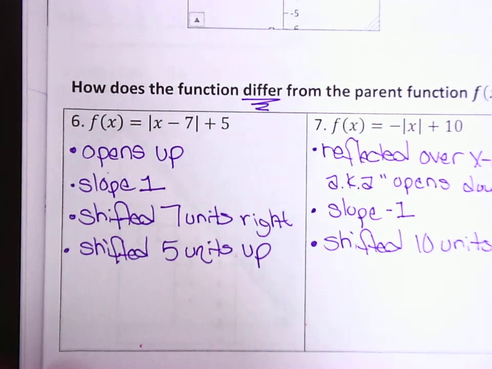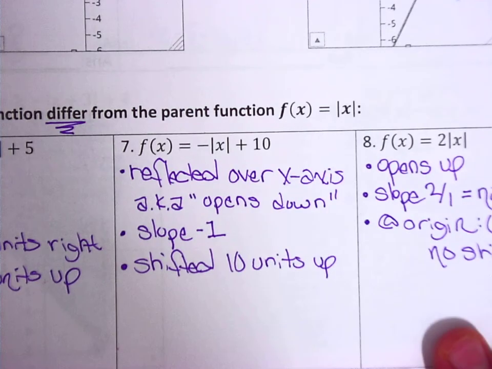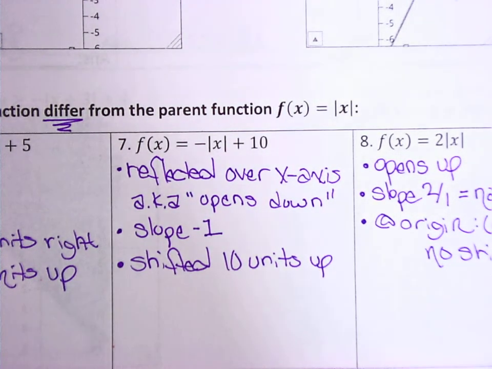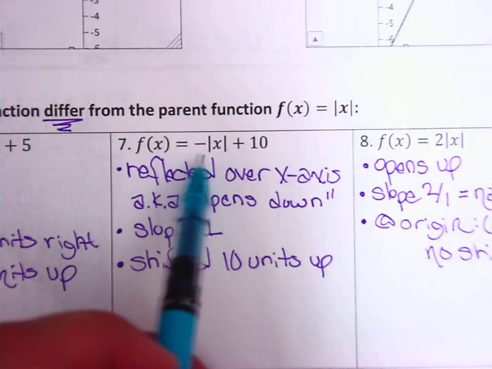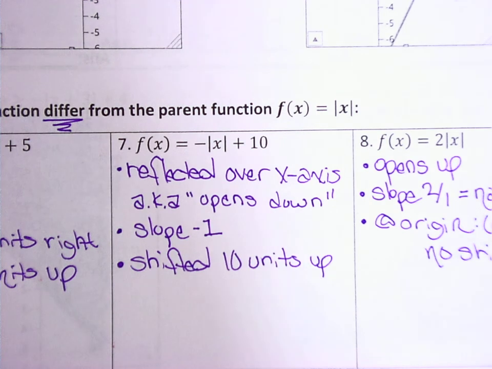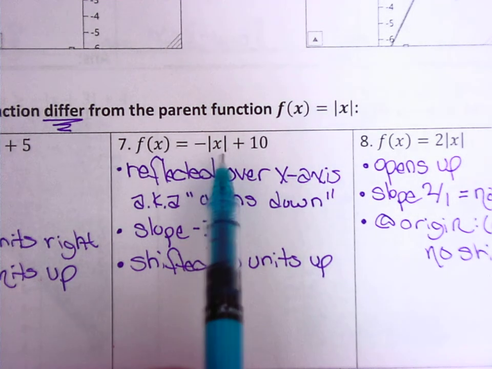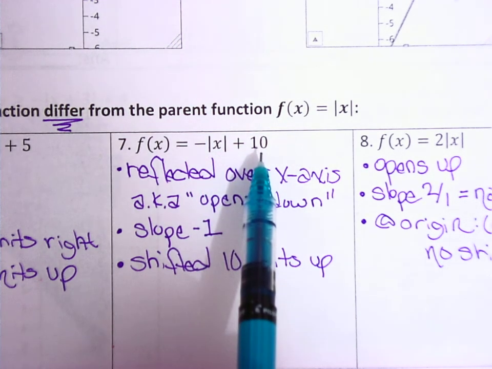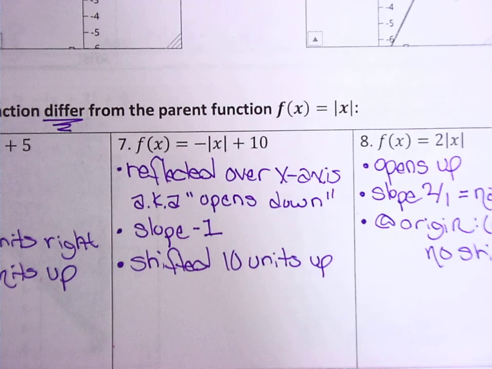For number 7, compared to the original graph, because of the negative sign, it's reflected, or it's upside down, opens downward from the x-axis. We have a slope of -1, because we have no other number in front of the absolute value bars, so a 1 is assumed to be there. And there's no left or right shifting, but there is a vertical shift of plus 10 units up.